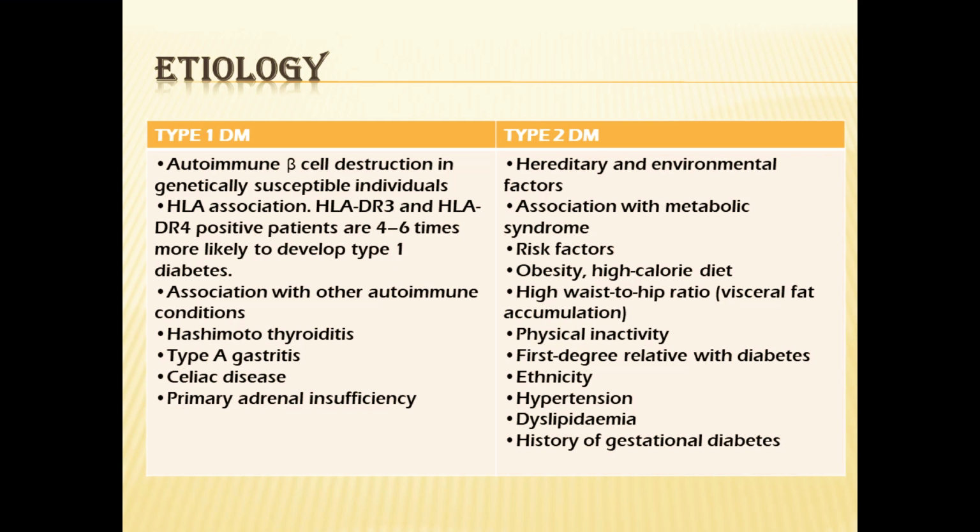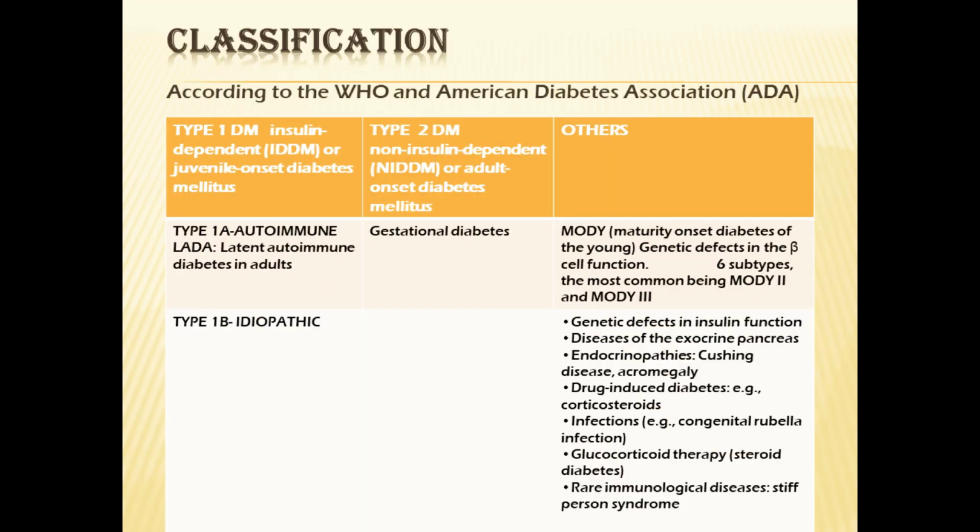The etiology of type 2 diabetes mellitus is hereditary and environmental factors. Association with metabolic syndrome. Risk factors are obesity, high calorie diet, high waist to hip ratio, visceral fat accumulation, physical inactivity, first degree relative with diabetes, ethnicity, hypertension, dyslipidemia, and a history of gestational diabetes.